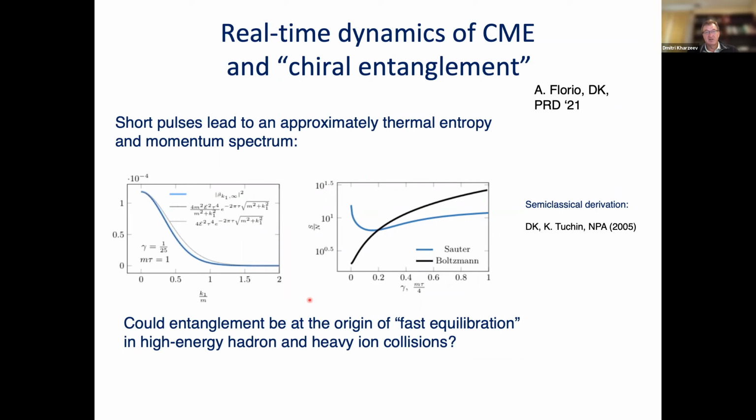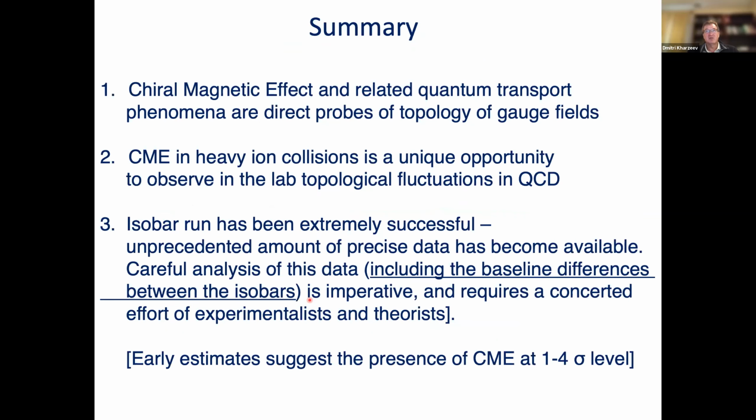Okay, so I just have 3 minutes left, so let me summarize. The first point I want to make is that chiral magnetic effect and related quantum transport phenomena are firmly established both theoretically and experimentally in condensed matter physics. And they are direct probes of topology of gauge fields. I did not have time to talk about related quantum phenomena, and this is an extremely exciting topic, and many of you did some really pioneering work on it. So I just limited myself to CME.